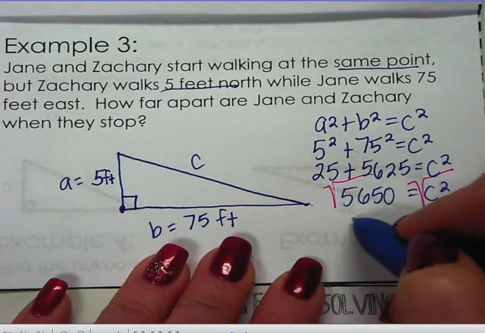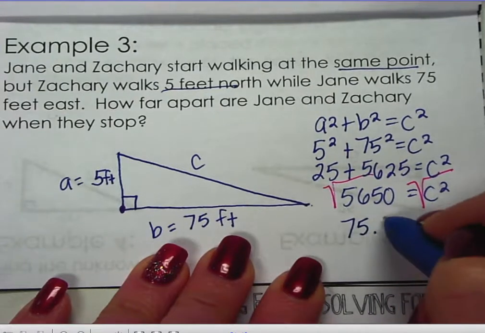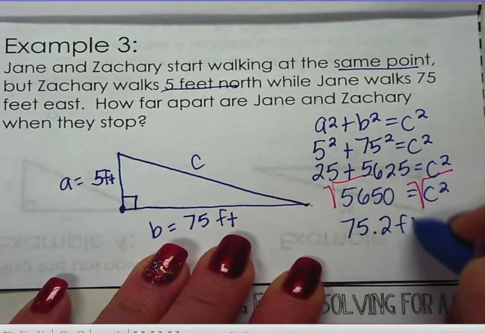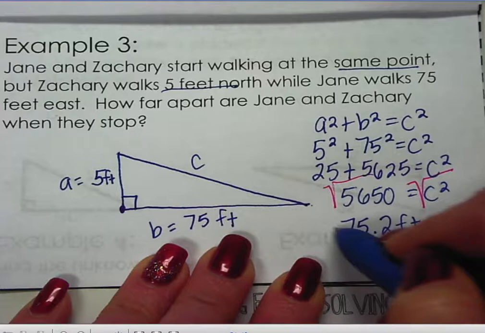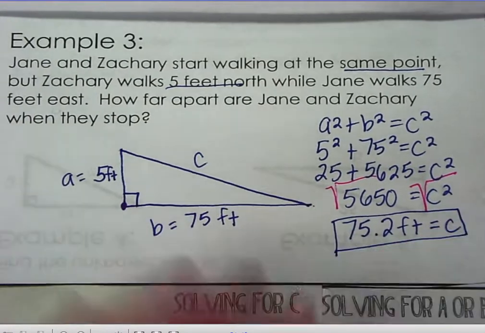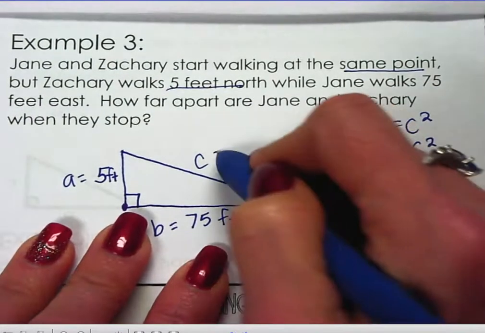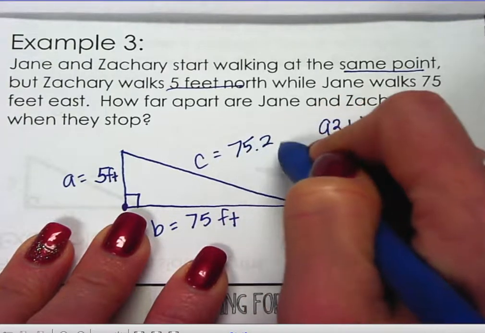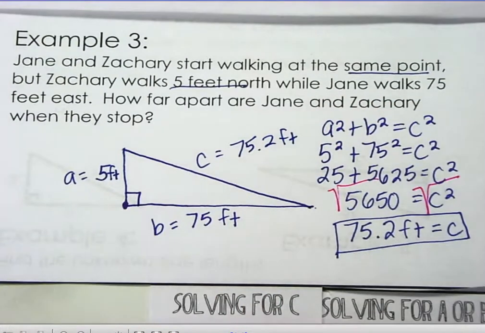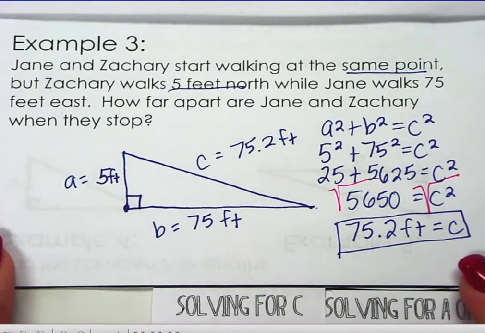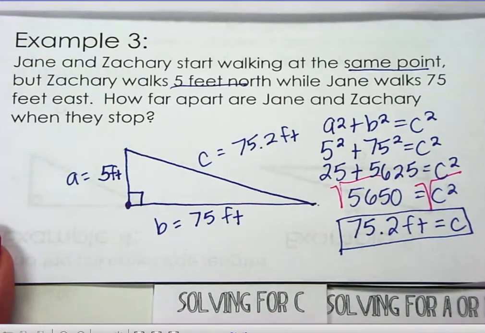So they are 75.2 feet apart. So there's my answer. And so c is equal to 75.2 feet. All right, so now we've seen a couple of examples of how you find the hypotenuse.